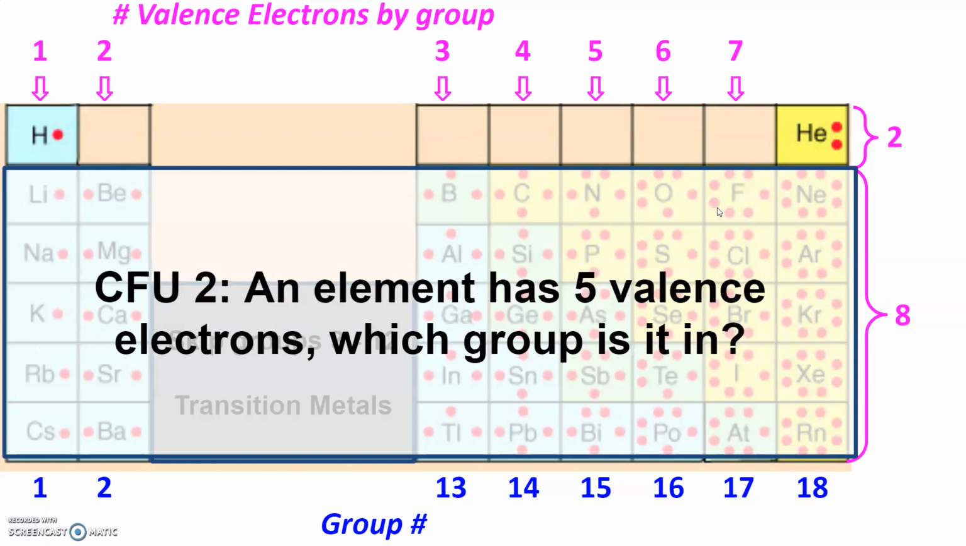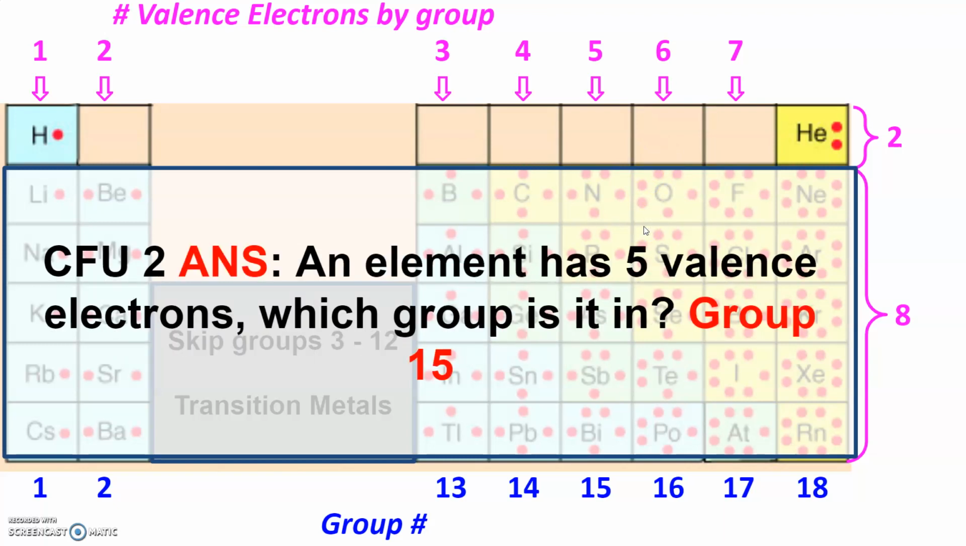An element has 5 valence electrons. Which group is it in? Pause the video now. When you press play again, the answer will be revealed. Great, the answer here is group 15. So remember that we skip those transition metals. So if you said group 5, you were looking at transition metals. We skip all those. So group 15 is the one that has 5 valence electrons.